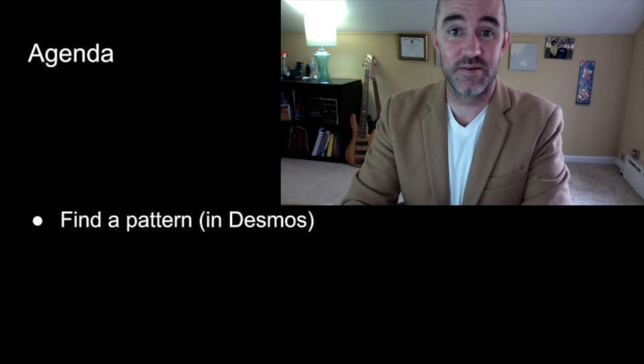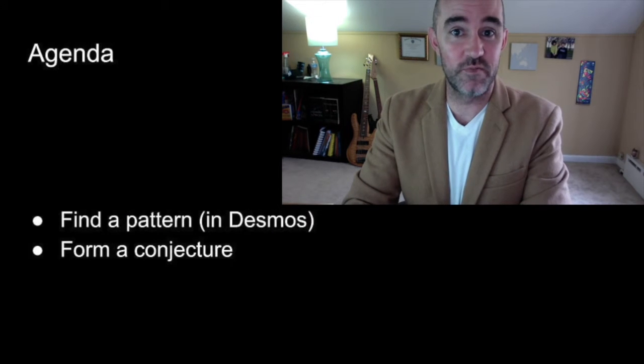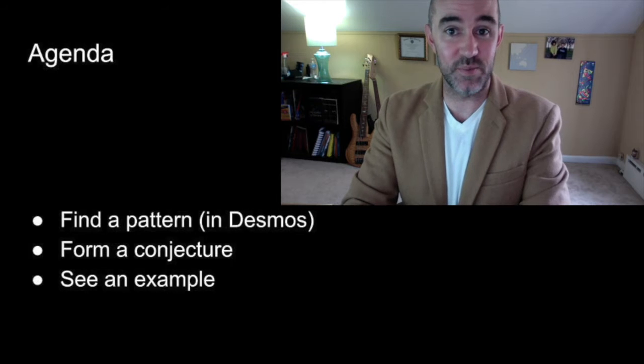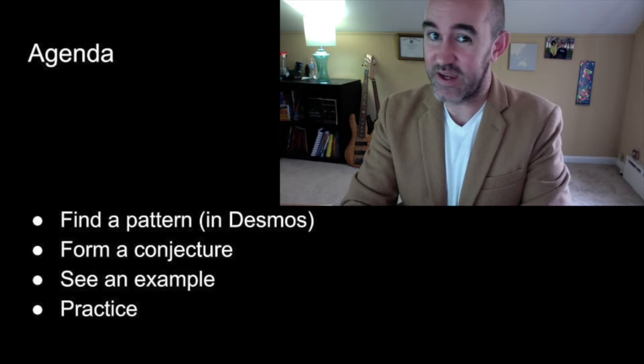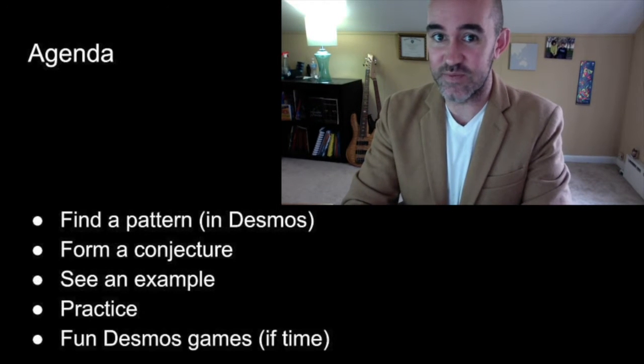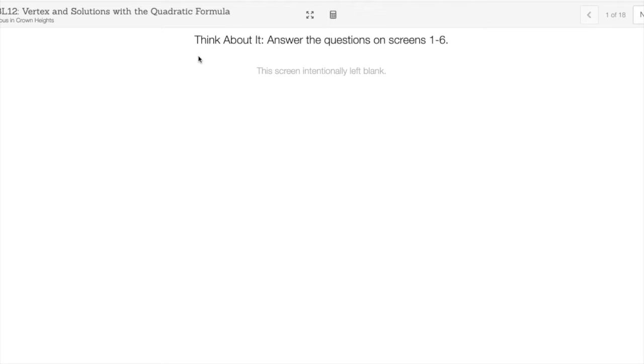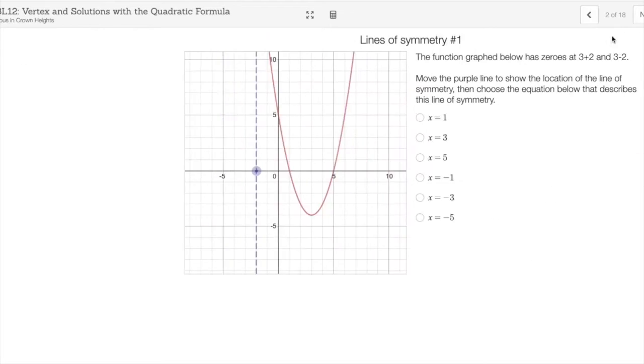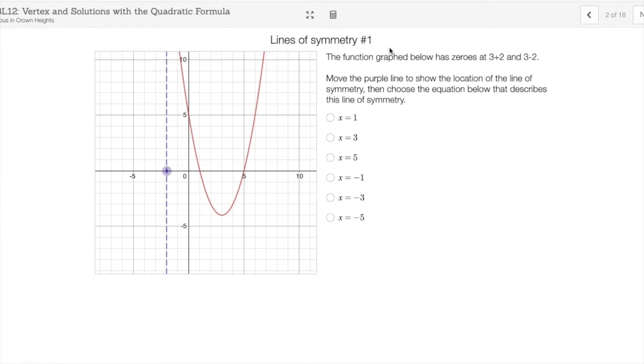To get there, you'll find a pattern in Desmos, you'll form a conjecture, you'll see an example, you'll practice, and then if there's time, you'll play some fun Desmos games. Let's get into it. Your directions are here. Answer the questions on screens 1 through 6. This is screen 2. This asks you to move the purple line to show the location of the line of symmetry, and then choose the equation that describes the line of symmetry.